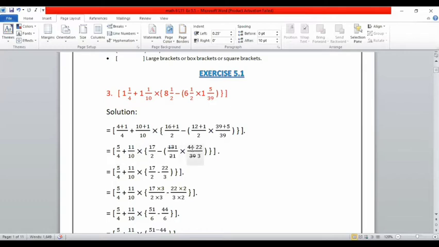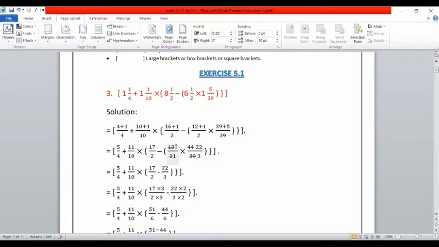Now here we have to think about the same thing that we will do. We will solve first of all the small bracket. In the small bracket, we have 13 over 2 and 44 over 39. Here we have to cancel 13 by its opposite number 39.